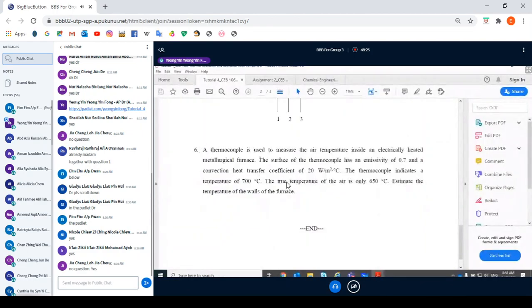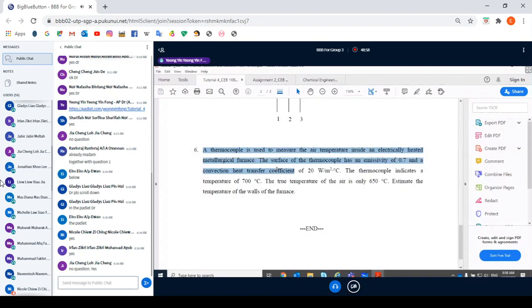A thermocouple is used to measure the air temperature inside an electrically heated metallurgical furnace. The thermocouple has an emissivity of 0.7 and a convection heat transfer coefficient of 20. The thermocouple indicates a temperature of 700 degrees C, and the true temperature of the air is only 650 degrees C. Estimate the temperature of the wall of the furnace.